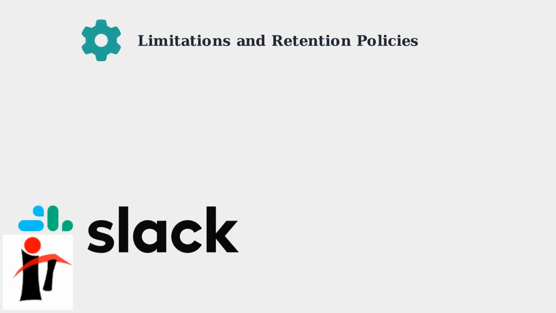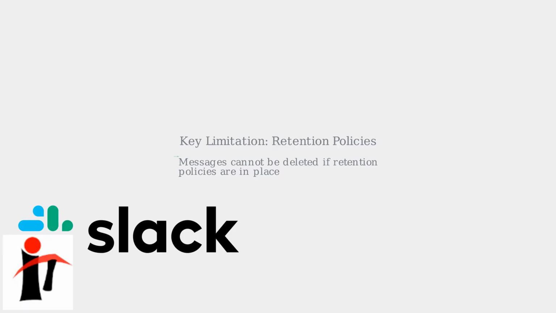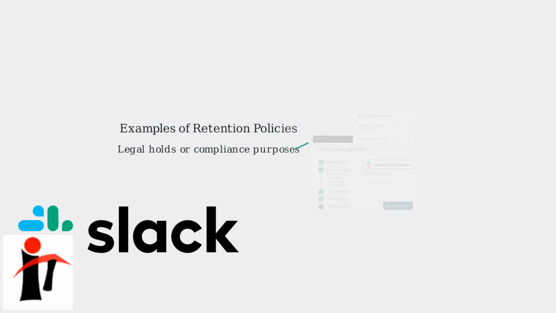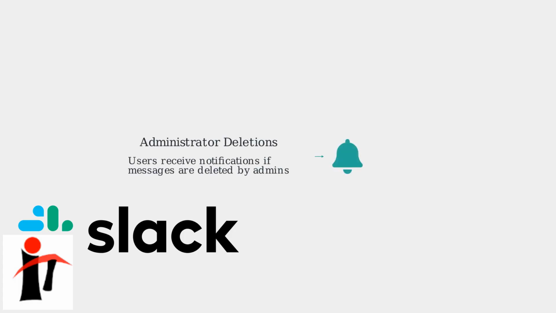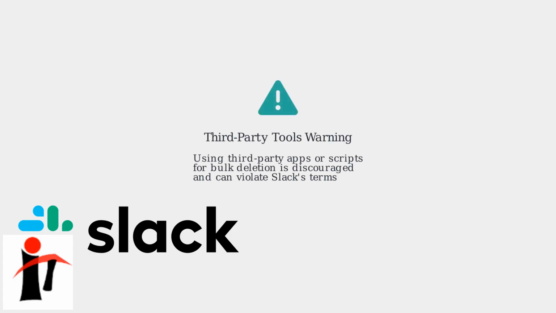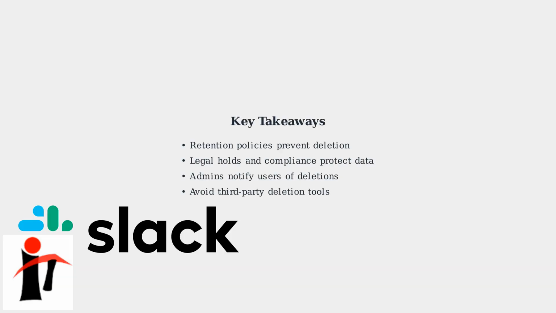It's important to understand the limitations of message deletion in Slack. Messages cannot be deleted if retention policies are in place. This includes situations like legal holds or compliance purposes where data must be preserved. Slack prioritizes data integrity and transparency, ensuring that important information is protected and actions are visible. Users may receive notifications if their messages are deleted by an administrator, maintaining transparency. Be aware that using third-party apps or scripts for bulk deletion is discouraged and can violate Slack's terms of service. Remember, these limitations help maintain data integrity and compliance in Slack workspaces.